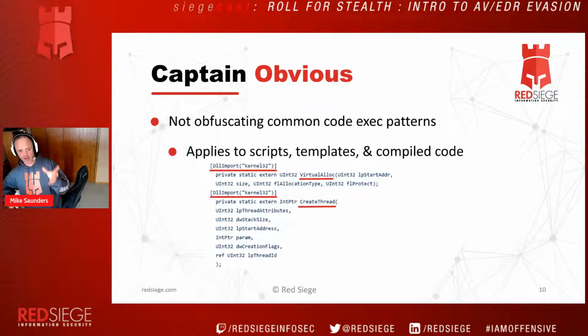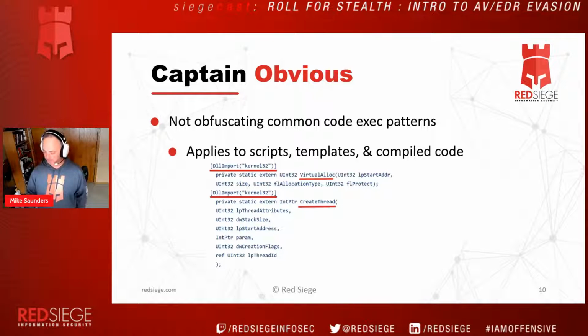For instance, you could use a portion of the MSBuild template and just have these two declarations in there. You don't actually have to have the code that calls VirtualAlloc or CreateThread. You just have to have the definitions in there, the DLL imports, and Defender will alert on that.